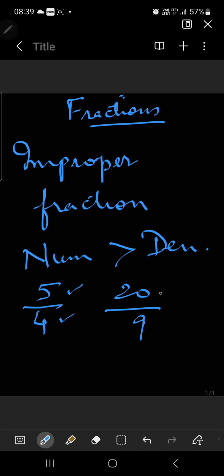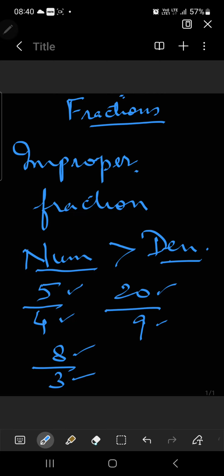20/9. Here also your numerator is greater than your denominator. Okay. 8/3. Your numerator is greater than your denominator. Understood the two types of fractions here? In proper fractions, your numerator is less than denominator. But in improper fraction, your numerator is greater than denominator.